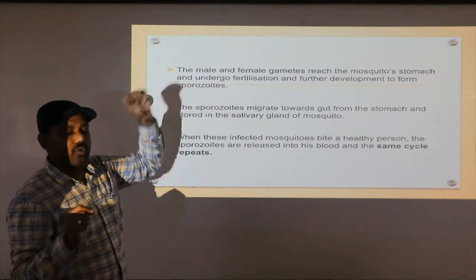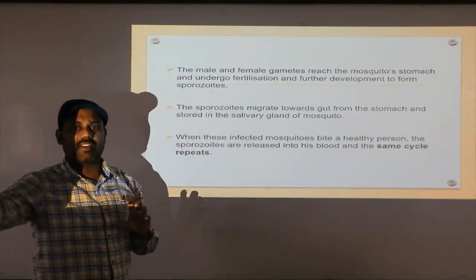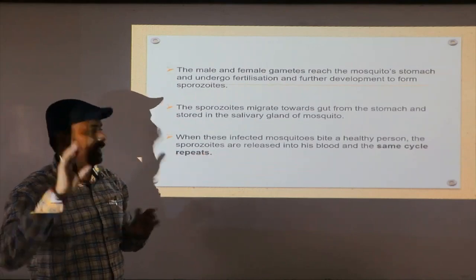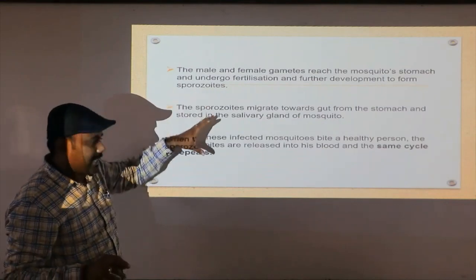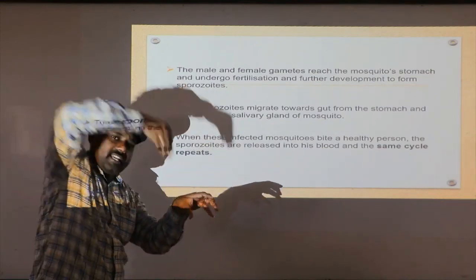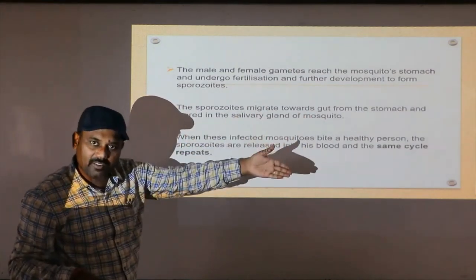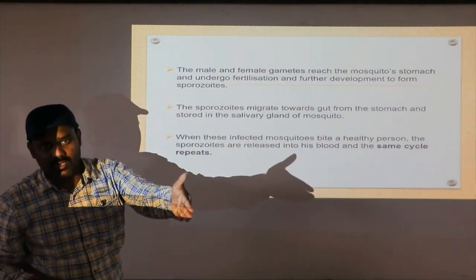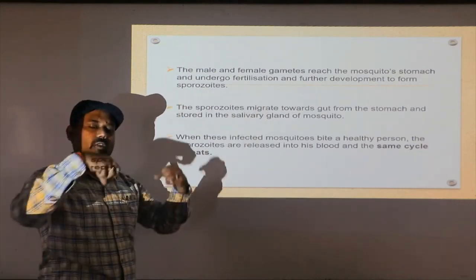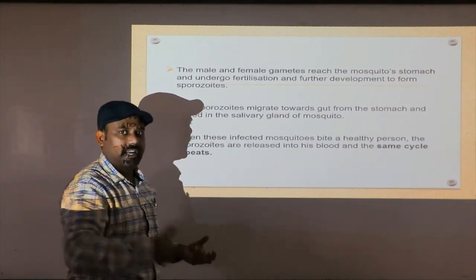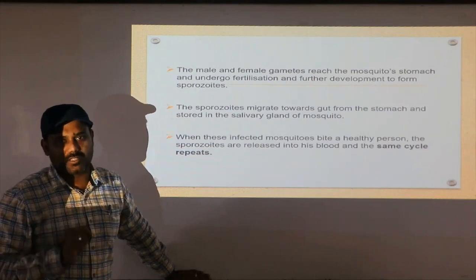Clear? Now these sporozoites start migrating from the stomach to the salivary gland or gut of the mosquito, and finally they are stored in the salivary gland of the mosquito. When this infected mosquito bites a healthy person, before sucking the blood, it releases the sporozoites into the blood of the healthy person. Again they reach the liver, undergo asexual reproduction, then rupture the liver cell, again attack the first RBC, second RBC, and again produce gametes. The same cycle repeats. So this is called the life cycle of Plasmodium. I hope you understand this.